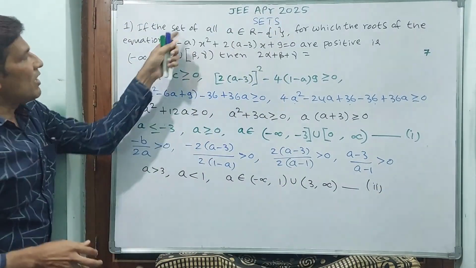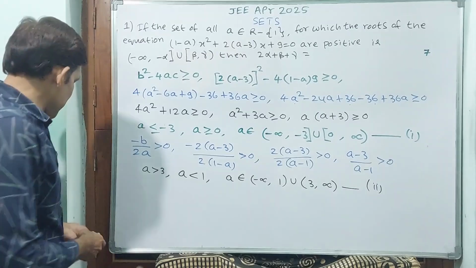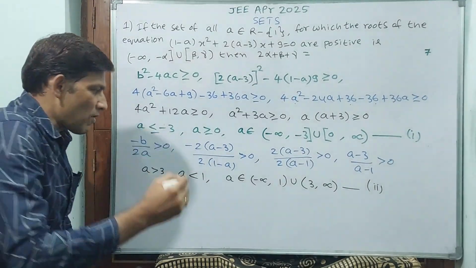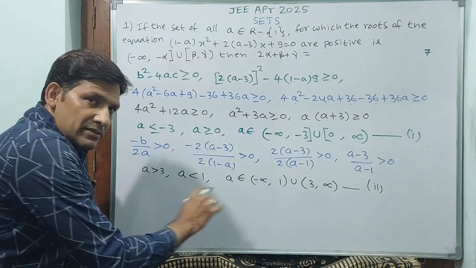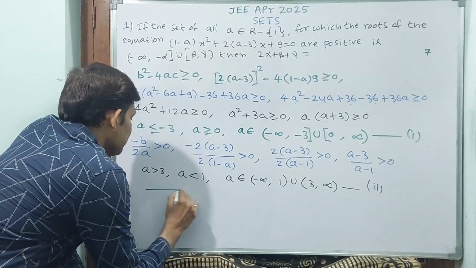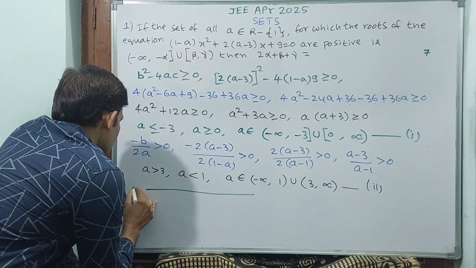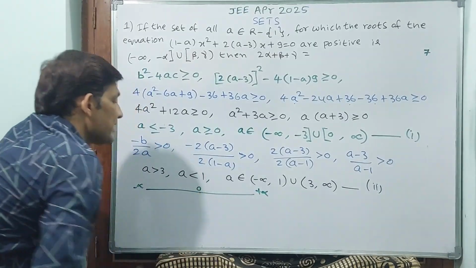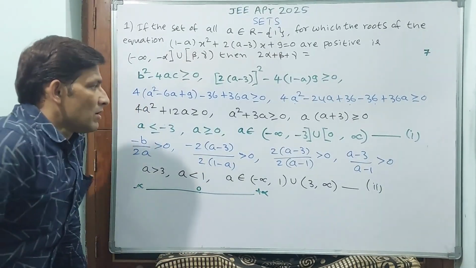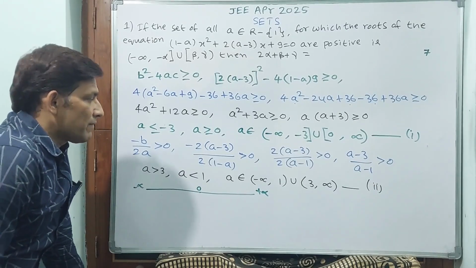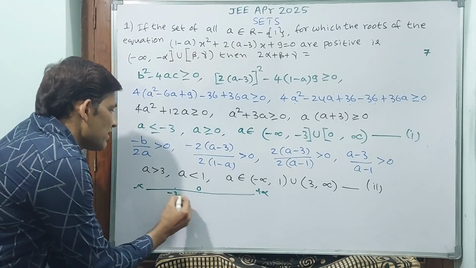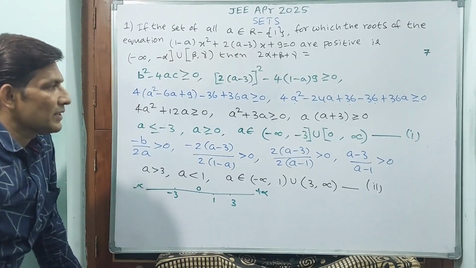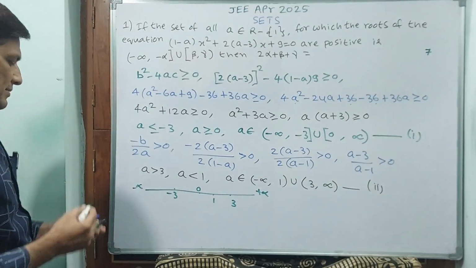Even though they have written a set, this completely depends on the function in the question. Now what I am doing is drawing this real number line, minus infinity to plus infinity, with 0 in between. And I require minus 3, plus 3, and 1 also. Are these enough? Yes.